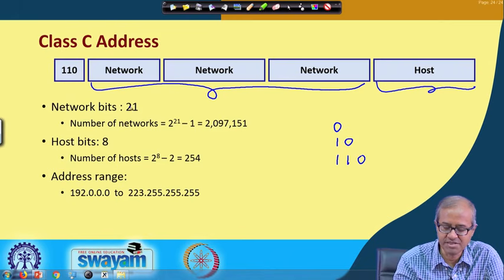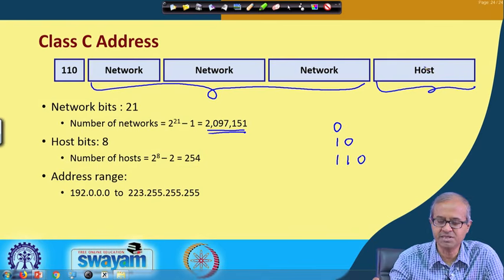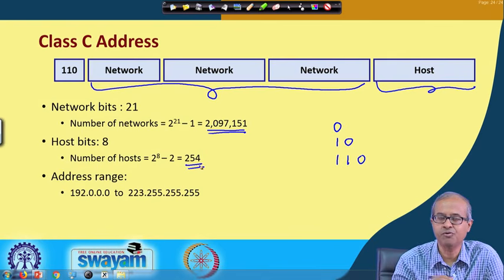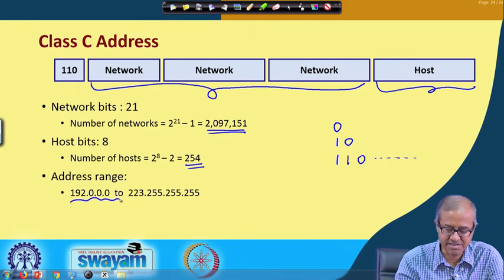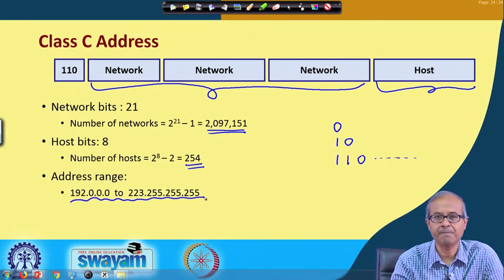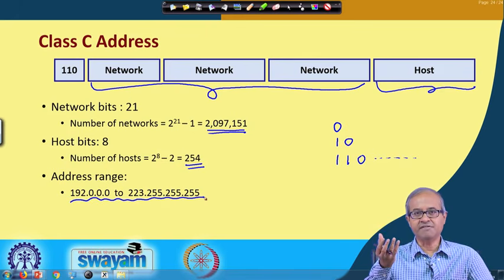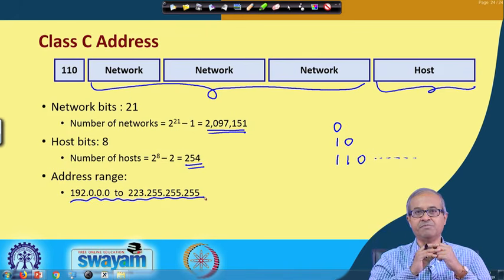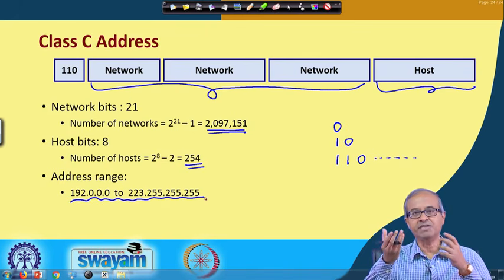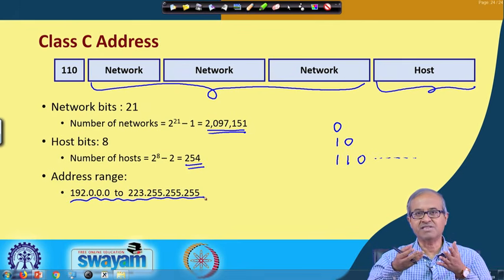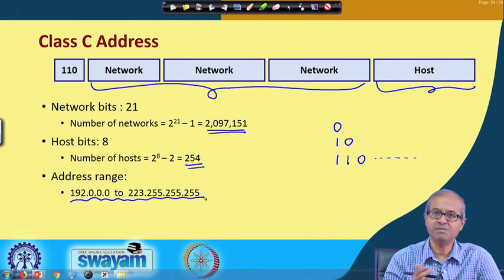With 21 bits, you can have about 2 million networks, and with 8 bits in the host, you can have 254 computers or hosts per network. Again, if you expand 110 followed by all 0 to all 1, you can find the range of the IP addresses. So if you are given an IP address and you remember these numbers, by looking at the IP address you will be able to know which address class it belongs to.